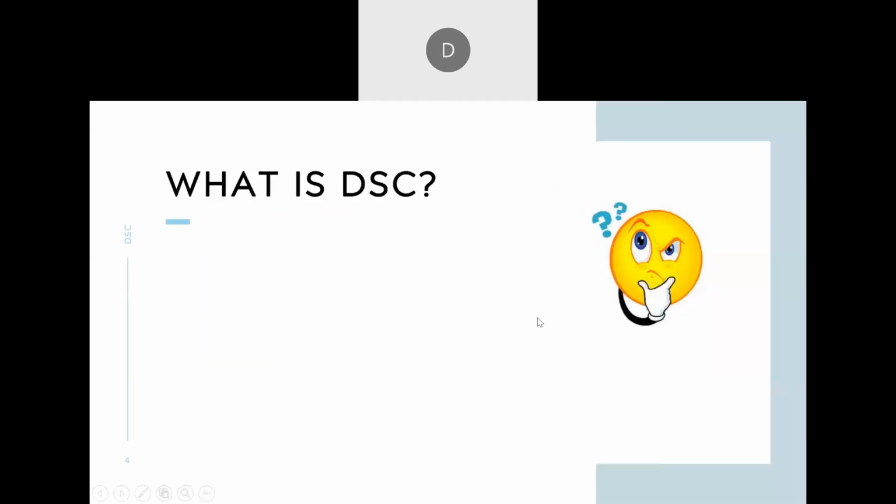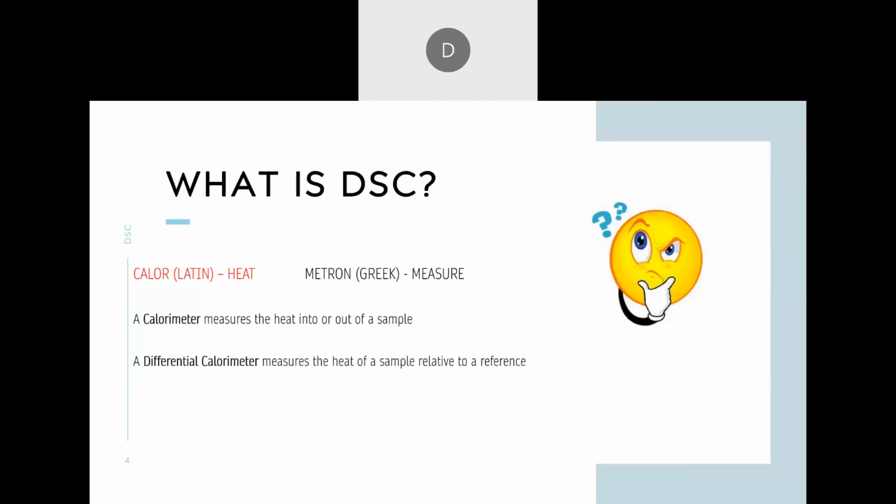Now coming to our topic, what is DSC? DSC is nothing but differential scanning calorimetry. Calorimetry is a combination of two words, calor and metron. Calor means heat, and metron means measure. So, a calorimeter is the one which measures how much heat is flowing into or out of the sample. And what is a differential calorimeter? It also measures the heat, but relative to a reference material. And what is a differential scanning calorimeter? It does all the above and heats the sample with a linear temperature range.